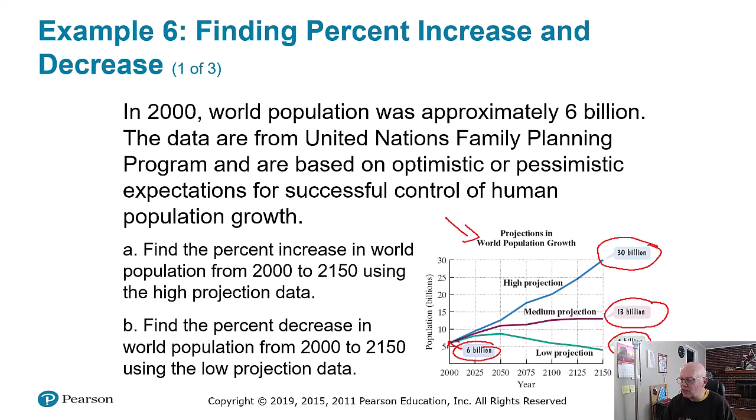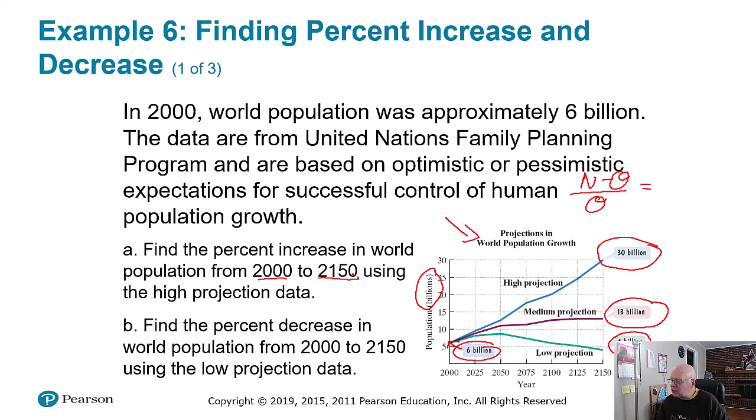So, first question is, find the percent increase from 2000 to 2150. Now we want the increase, world population. The world population is in billions. So we take the new number minus the original number over the original number.